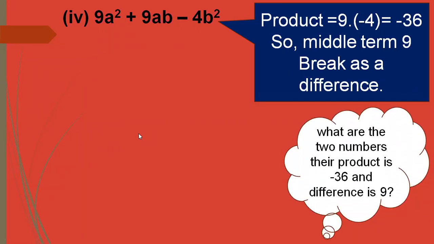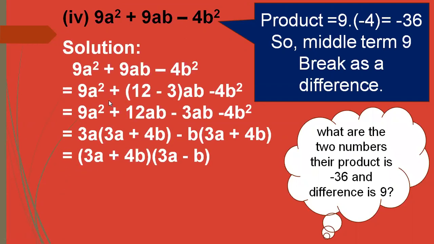After that, it will be like this. Look here. 12 into minus 3, minus 36. And 12 minus 3 is 9. The middle term is broken into two parts. Now remove the bracket, 12 into AB, 12AB, minus 3 into AB, minus 3AB. Now there are altogether 4 terms.